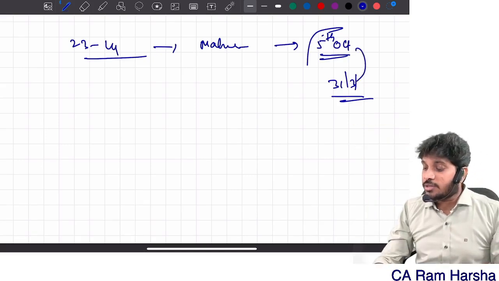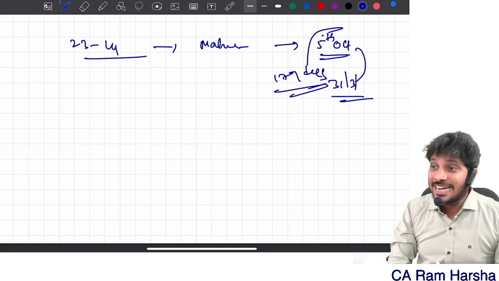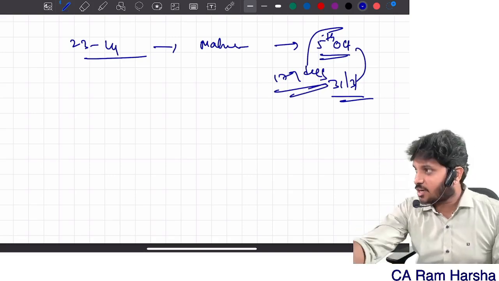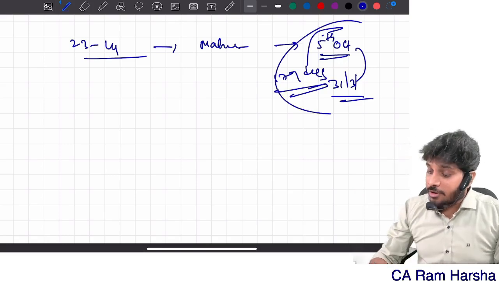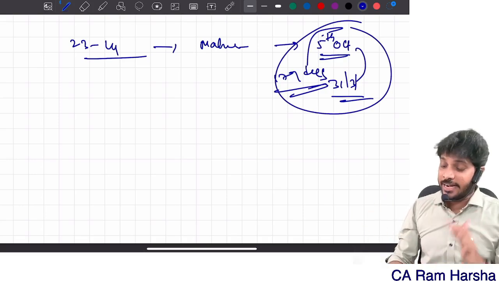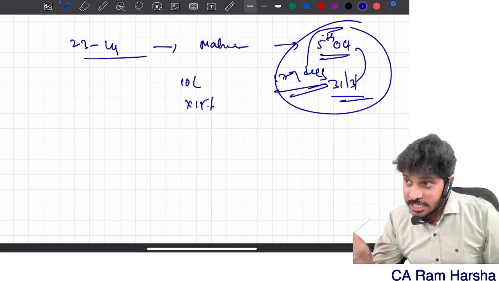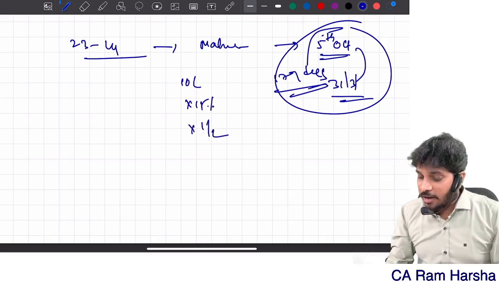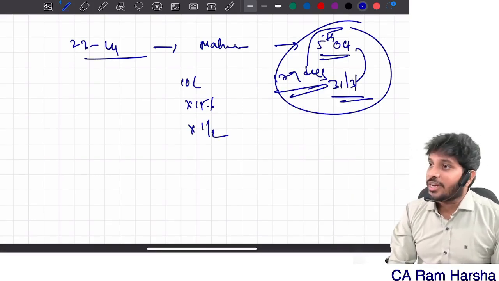So 5th October to 31st March, how many days? 179 days. How many days exactly? 179, exact 179 days from 5th October. Are you getting it? Since it is exactly 179, which means less than 180, 10 lakhs is the machine. The rate eligible for that block is 15%, but half only you can claim. Are you getting it?